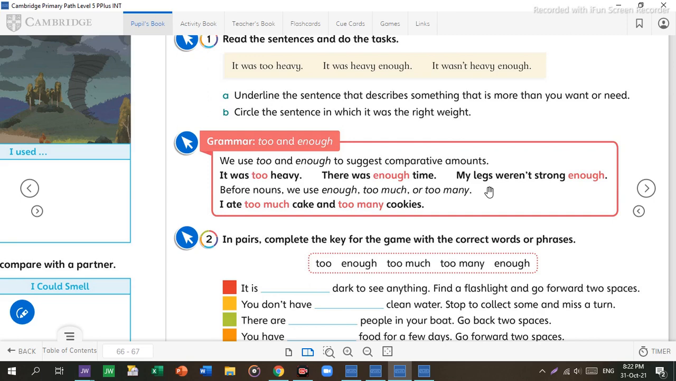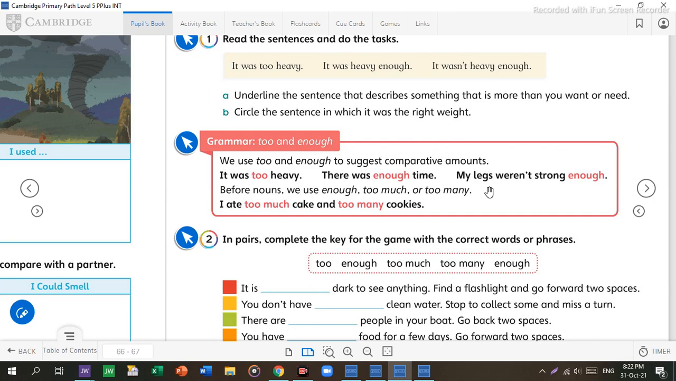Like in here, I ate too much cake and too many cookies. But we can change it into I didn't eat too much cake and too many cookies. See? Because the sentence goes from positive to negative, that means it becomes a different thing. When you say I ate too much cake, that means you are already very full. But if you say I didn't eat too much cake, that means you still want to eat more. See the difference?